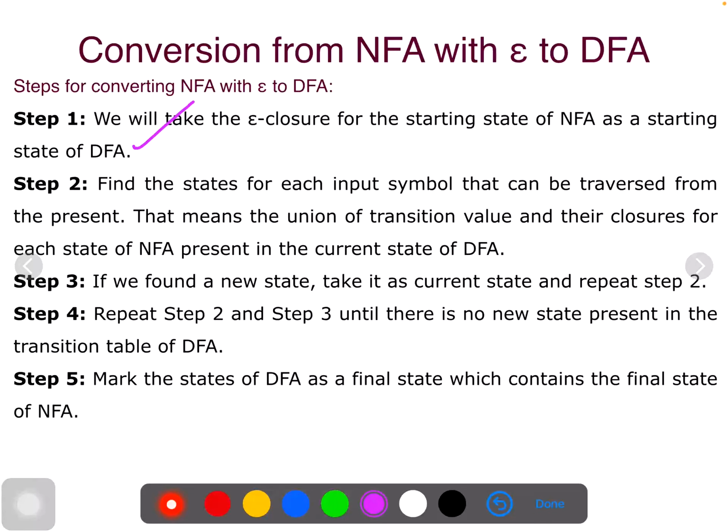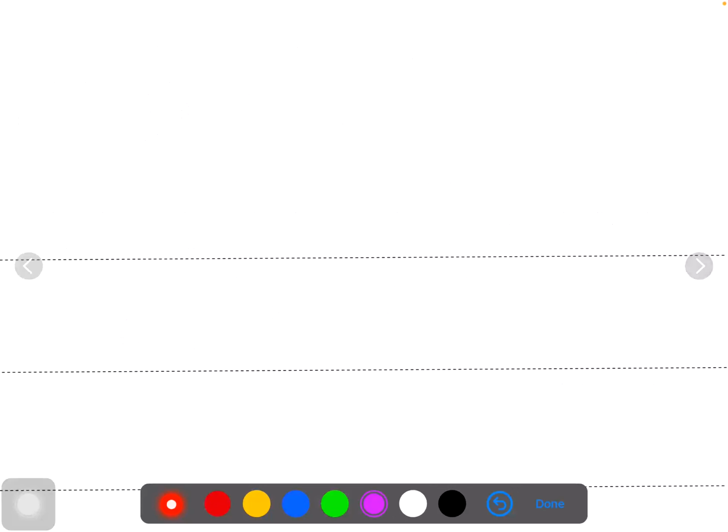So this set of states becomes the initial state; a set of states becomes a state of the DFA. Then steps 2 and 3 you have to repeat as long as you are getting new states. Once there is no more new state from step 2 and step 3, you stop and mark the states of the DFA, and also mark the final states, which will contain the final state of the NFA.